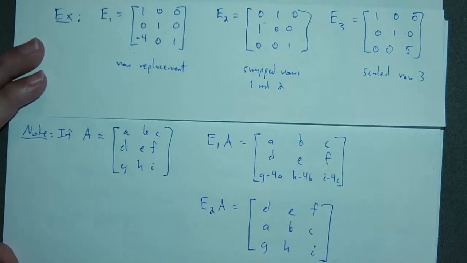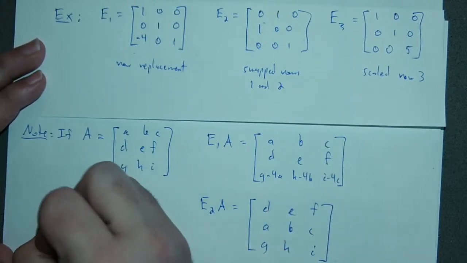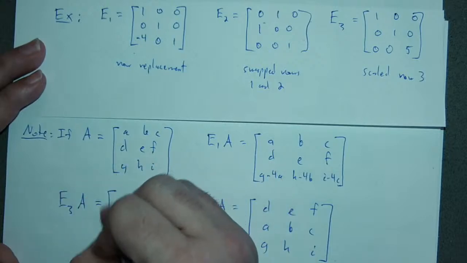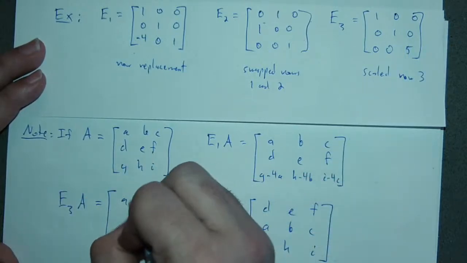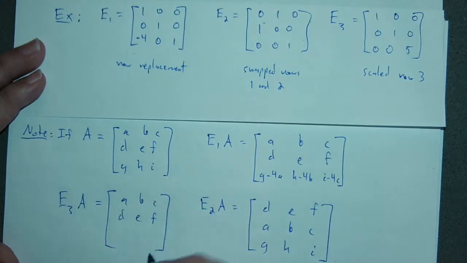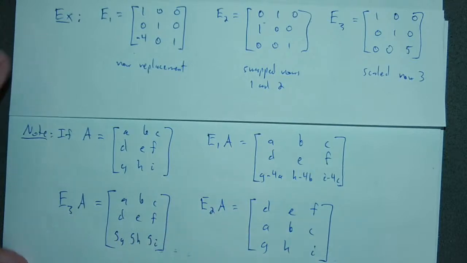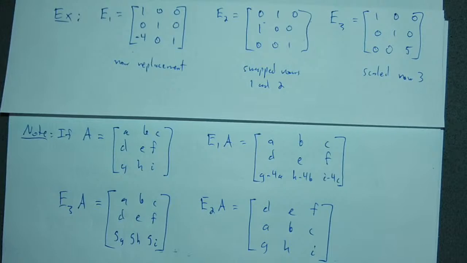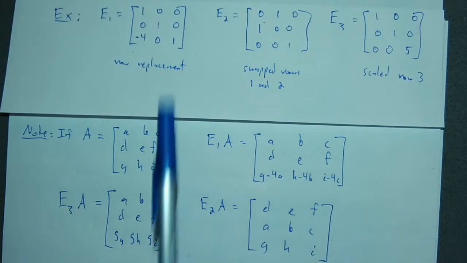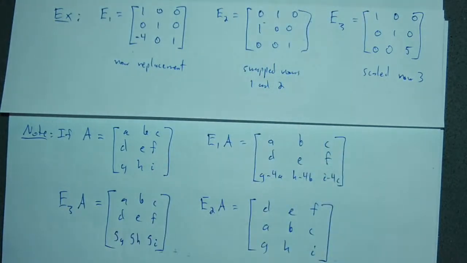So it's row swapping. And if you check E sub 3 times A, it does nothing to the first two rows. And the last row is multiplied by 5, so it's 5G, 5H, 5I. Okay. So what did we just do? We just described elementary row operations as these matrix multiplications. So the elementary row operations can be thought of as matrix multiplications by an elementary matrix. And that's why we use the word elementary there.